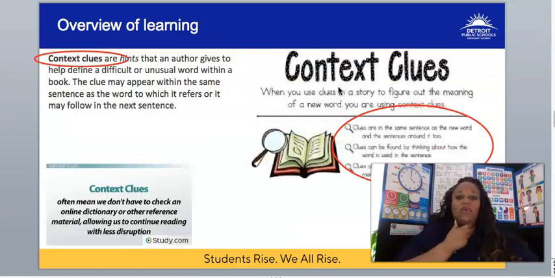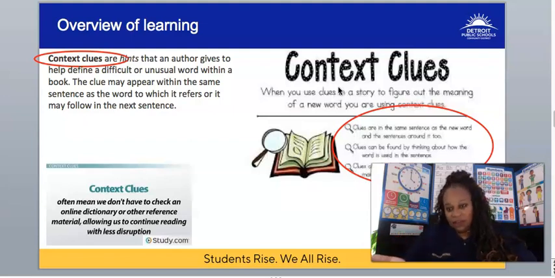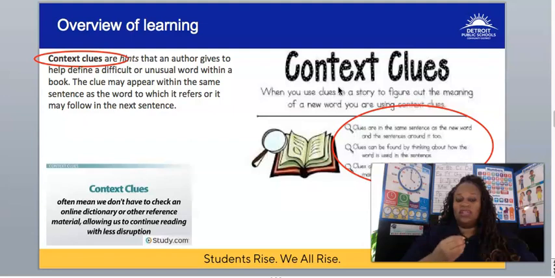Now, here's how we find out context clues. What are context clues? These are hints that the author gives to help define a difficult or unusual word within a text. The clue may appear within the same sentence, and if it's not in that sentence, you should look in the sentence which follows the sentence in which the word was used. Context clues often mean we don't have to check an online dictionary or another reference material, allowing us to continue reading with less disruption. So that's the benefit of using context clues.